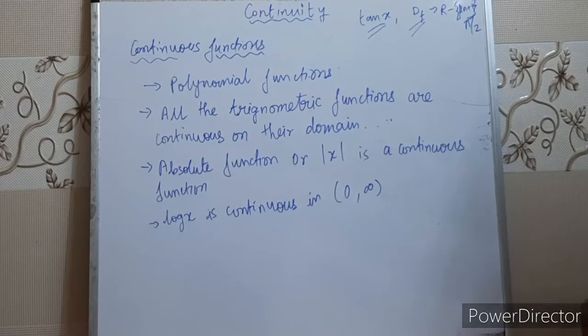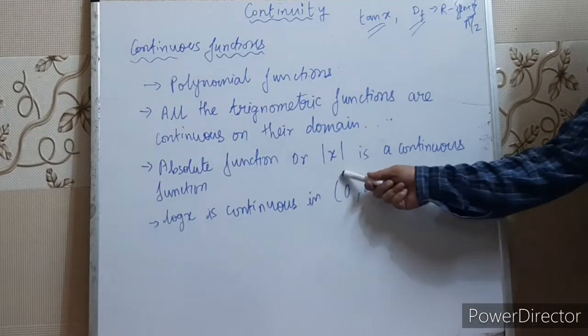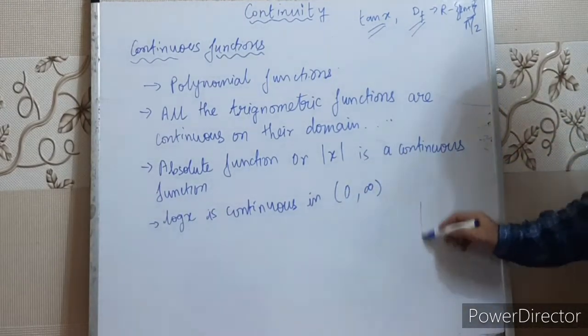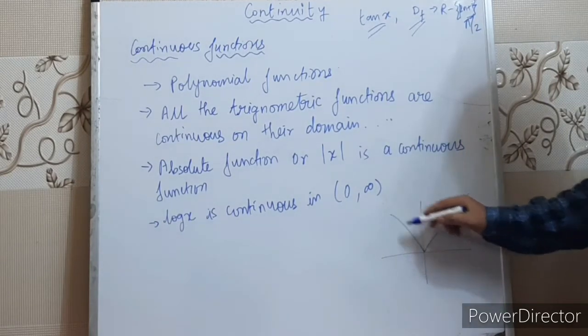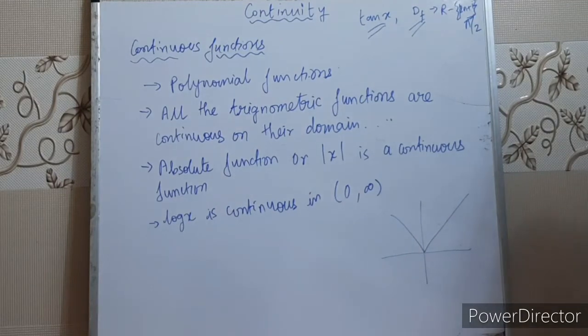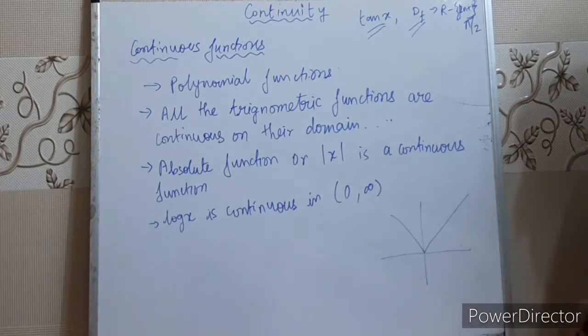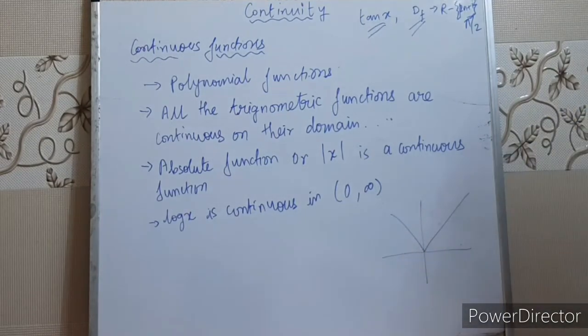Next is the absolute function. What is the absolute function? Mod of x. This is the absolute function, and this is also continuous. If you draw the modulus graph of mod x, you draw it like this. That means you can see that the value of the function is defined for the whole domain, x belongs to real numbers. Right, children? Next is log x. Log x is again a continuous function for the open interval (0, infinity). Right, children? Note down please.